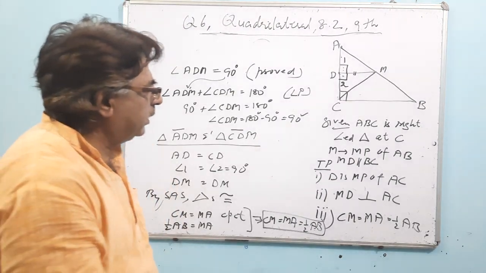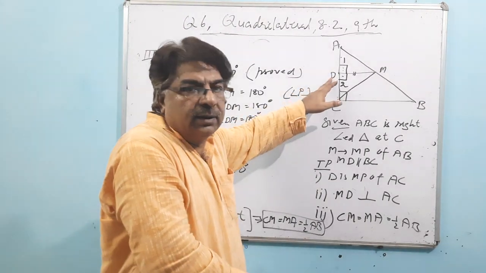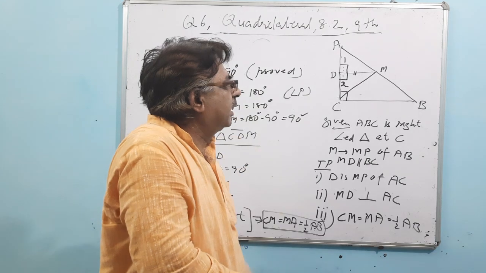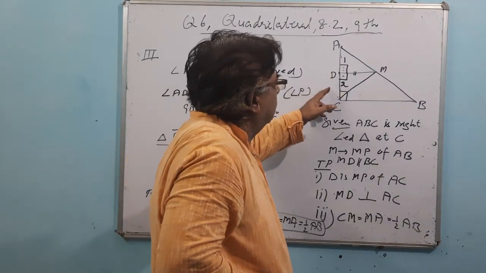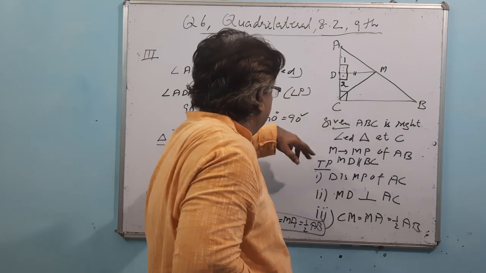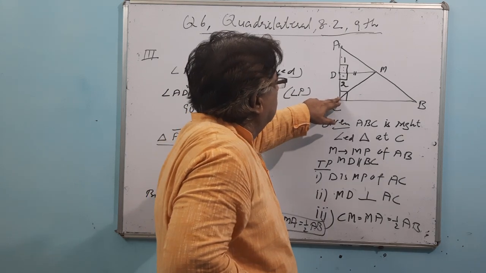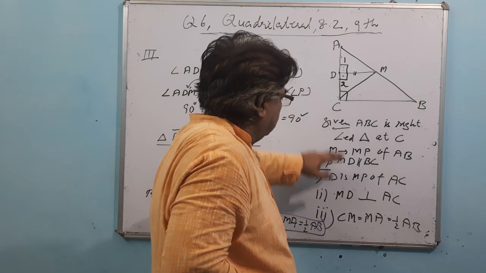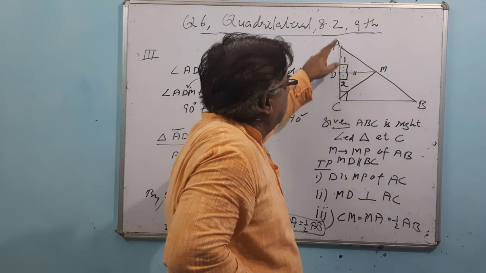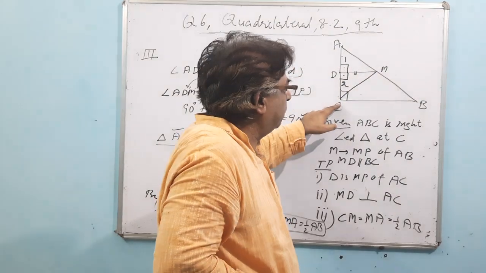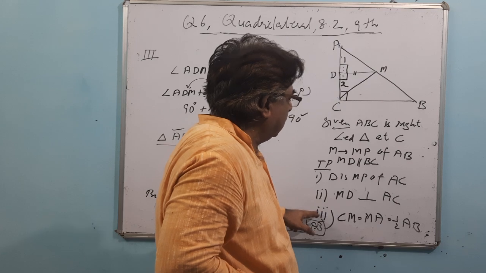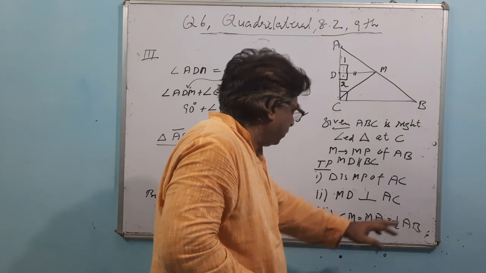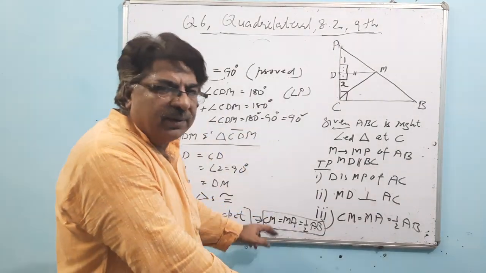In the first part, we have proved D as the midpoint. In the second part, we have proved MD perpendicular to AC, and in the last, which is third part, we have proved CM equal to MA equal to half of AB. Thank you.